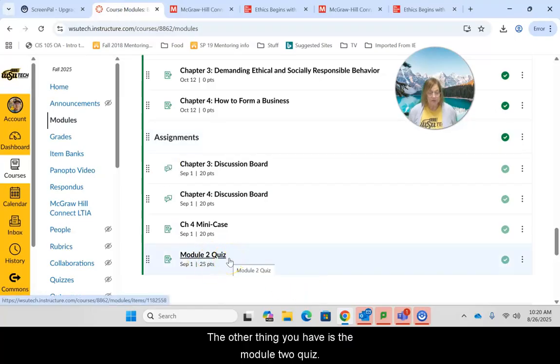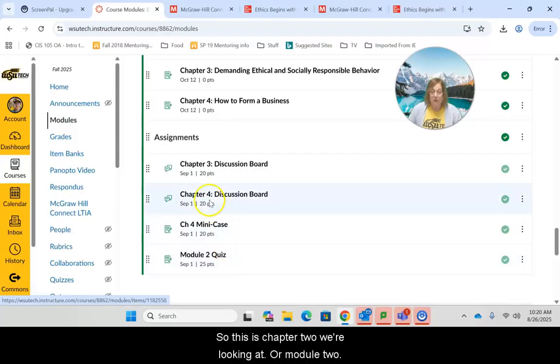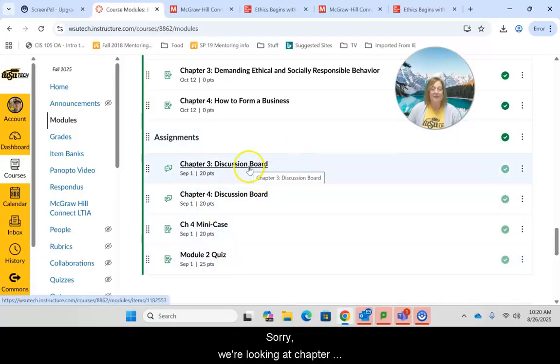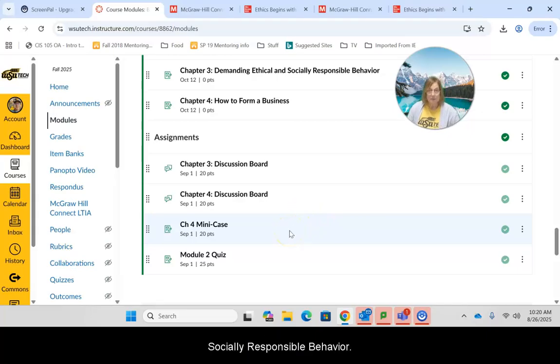The other thing you have is the Module 2 quiz. It's worth 25 points. And remember, it is open book. The questions are from chapter 3 and chapter 4. But it's not going to take you as long to take the test if you make sure you do your work from chapter 3 and chapter 4 ahead of time, and take notes as you're looking through those chapters. So this is module 2. We're looking at chapter 3, demanding ethical and socially responsible behavior, and chapter 4, how to form a business. You're going to be doing a discussion board from each one of those chapters, a mini case from chapter 4, and then you're going to be doing the module 2 quiz. And everything is due on September 1st.